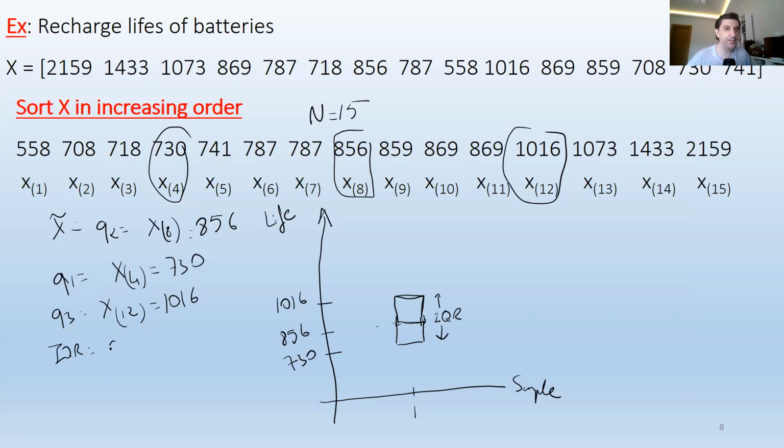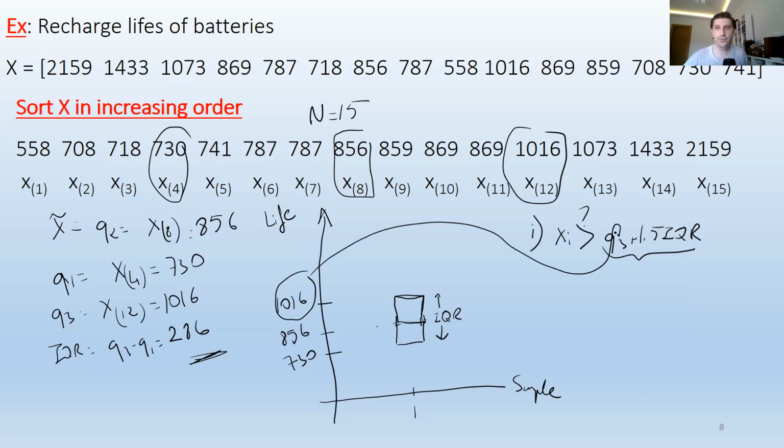So let's find the interquartile range. It is Q3 minus Q1, which is going to be 286. Now the question is: are there any observations x_i which are greater than Q3 plus 1.5 times the interquartile range? If you do this calculation, this is going to be equal to 1445.